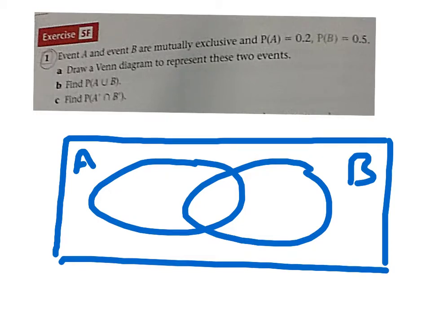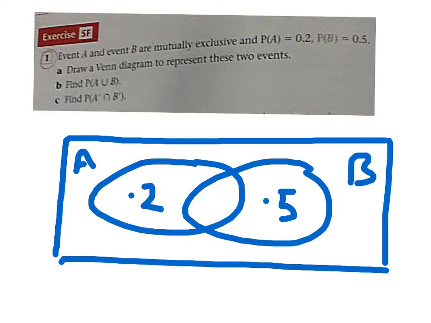Right, so we're told the probability of A is 0.2 and the probability of B is 0.5. Represent this on a Venn diagram. So one way of doing this is to put the 0.2 in the A bit without the B, put the 0.5 in the B bit without the A, and you show therefore they can't happen at the same time by leaving nothing in the overlap.